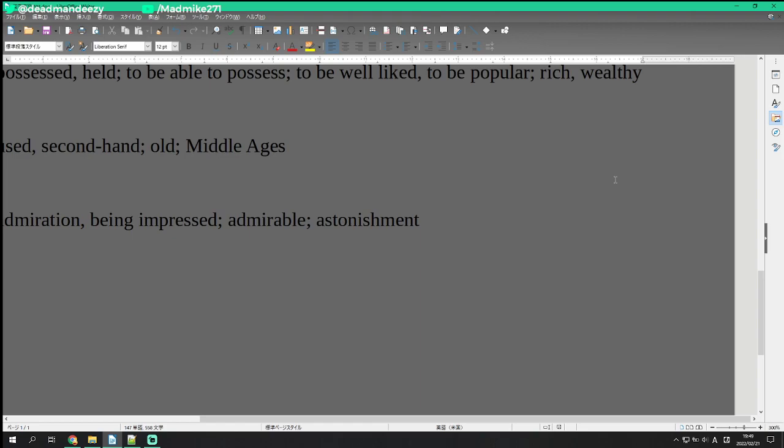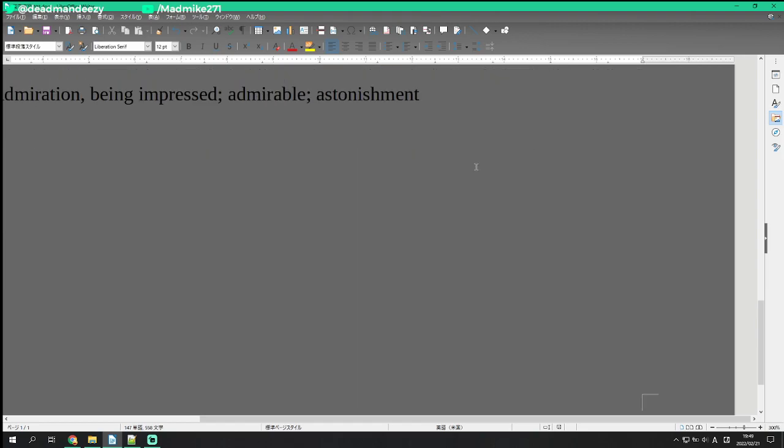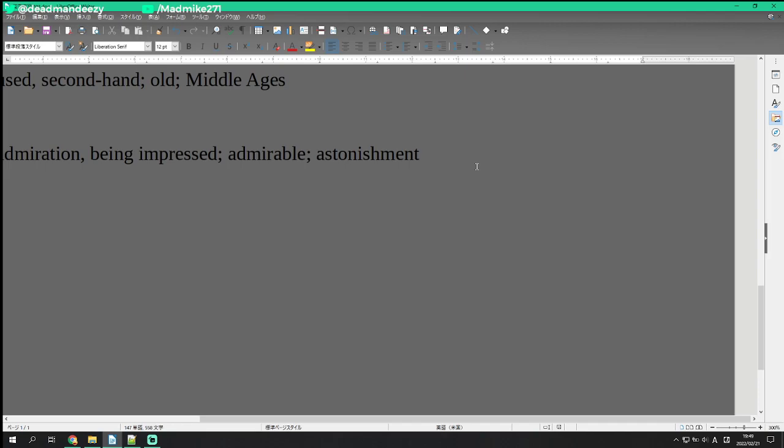Used secondhand, old, or the Middle Ages is chuko. Chu on the left side for middle, and ko on the right for old. And finally, admiration, being impressed or astonished is kanshin. Kan on the left side for feelings, shin for the heart, feelings deep down into the heart of admiration.